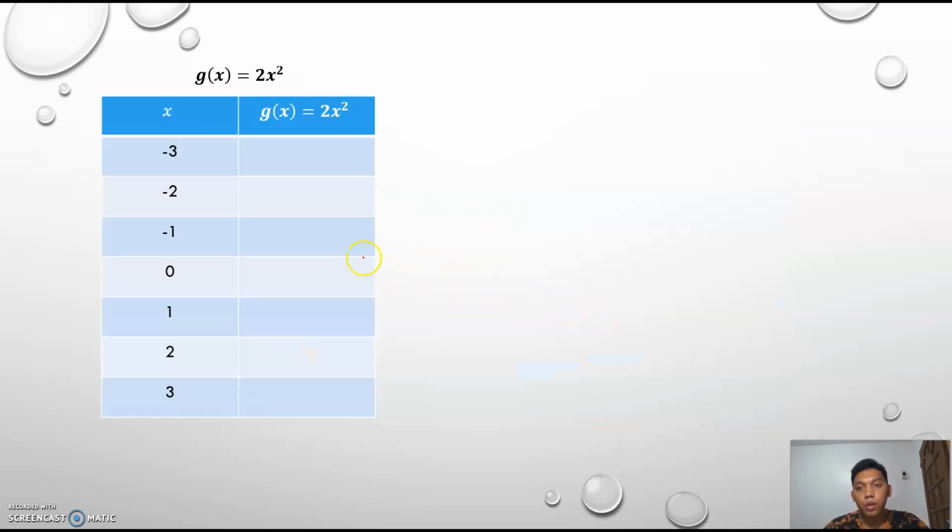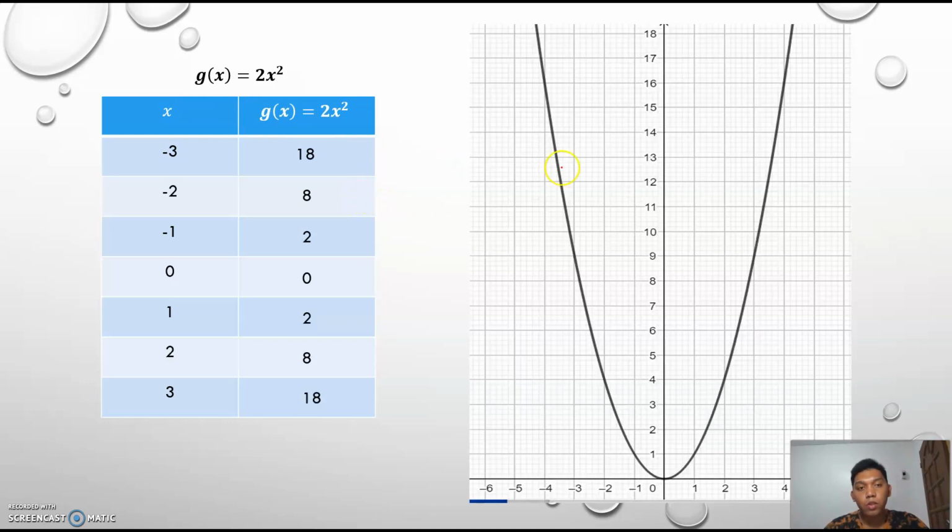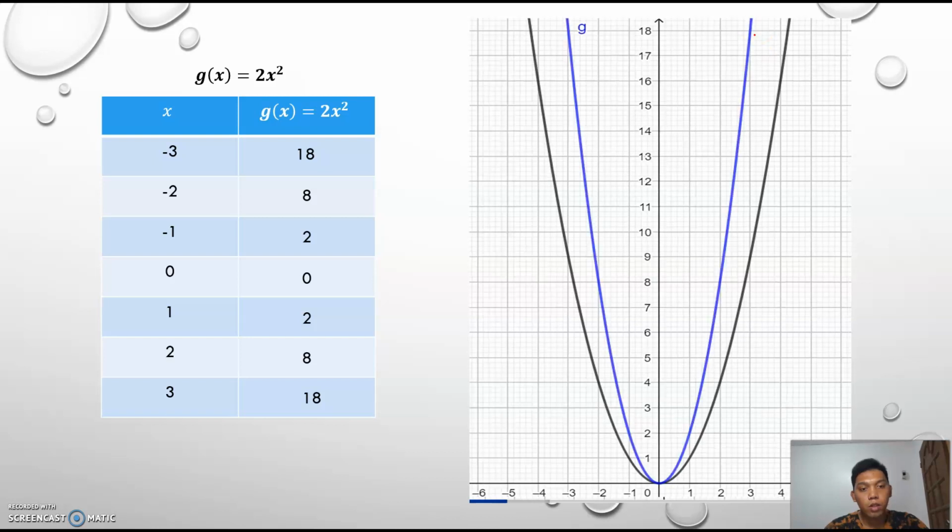Moving on, we now graph this function and compare it to the graph of the parent function y equal to x squared. To graph this one, we need to locate these points: negative 3, 18 is here, negative 2, 8, negative 1, 2, 0, 0, and then 1, 2, 2, 8, and 3, 18, somewhere here. Then connect. This is the graph of the function g.